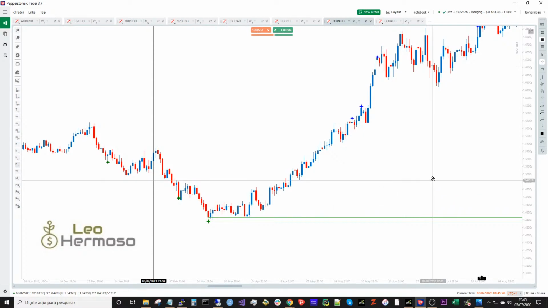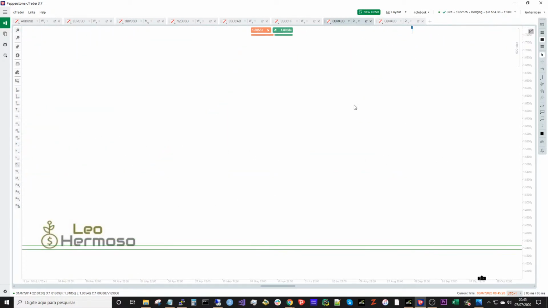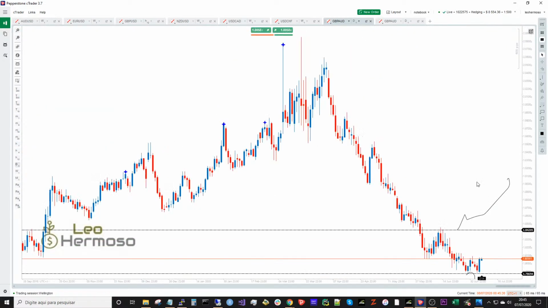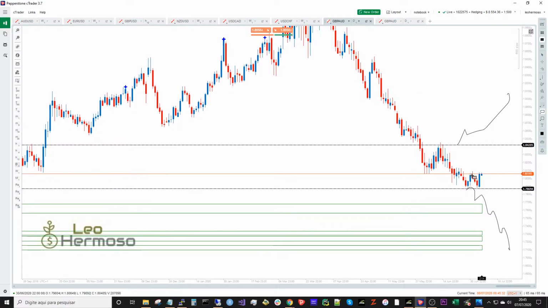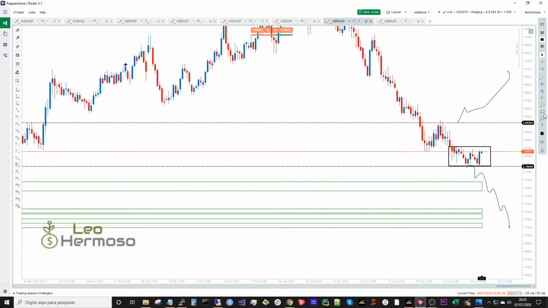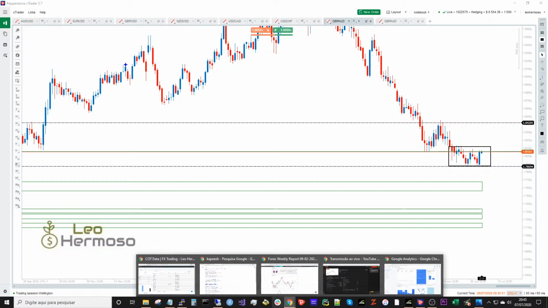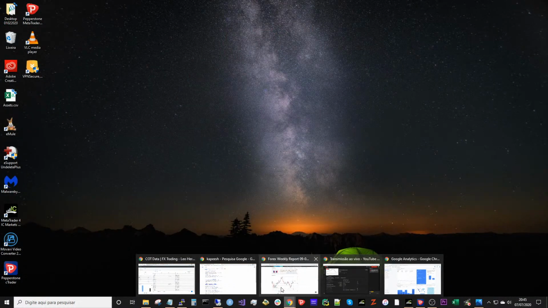Okay, so am I taking the position right now? Of course not. We have to wait for this market structure that is forming right here to break. We have to see this. If we see this, we can go very confident to take this trade. Okay, so that's it, my friends.